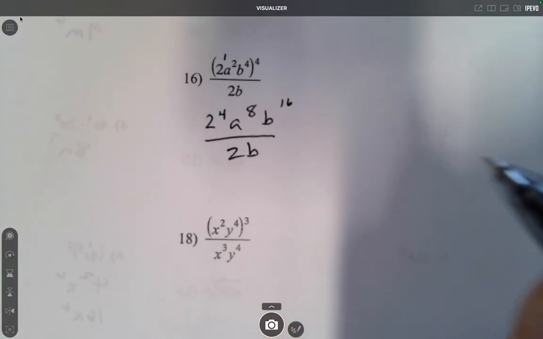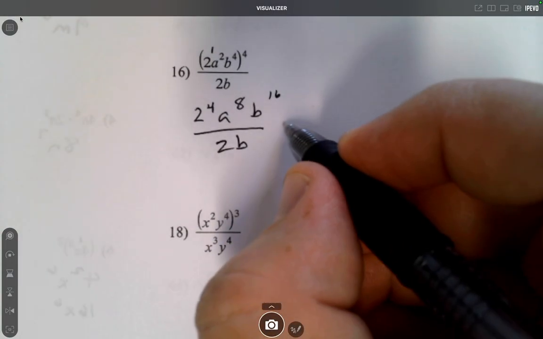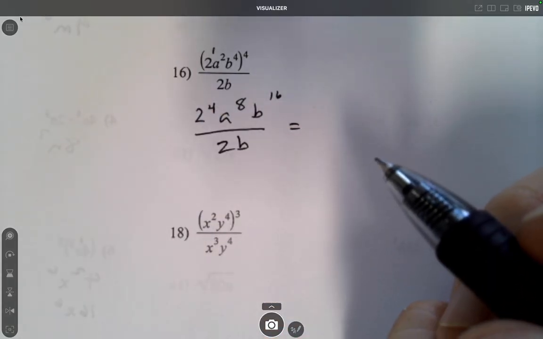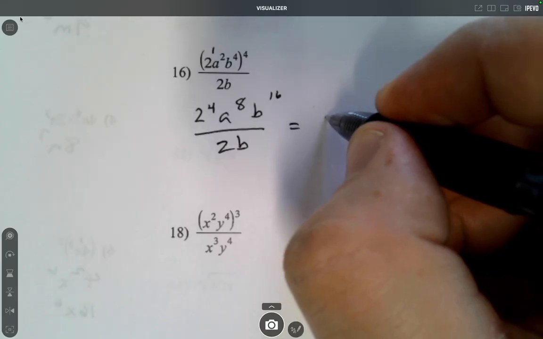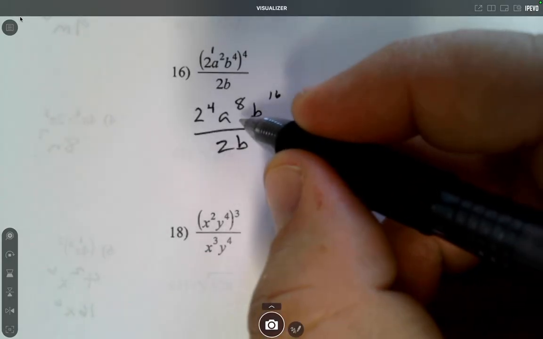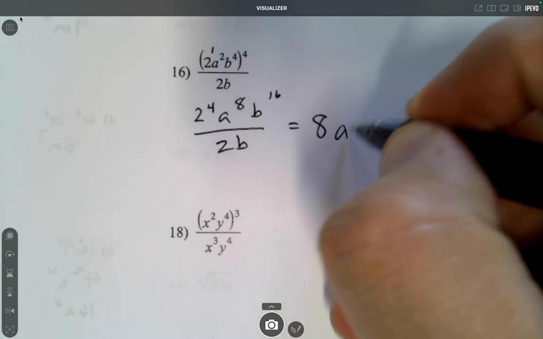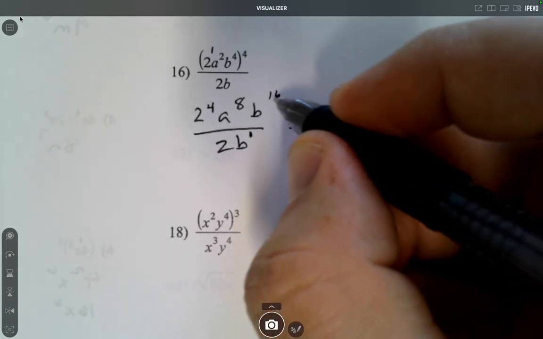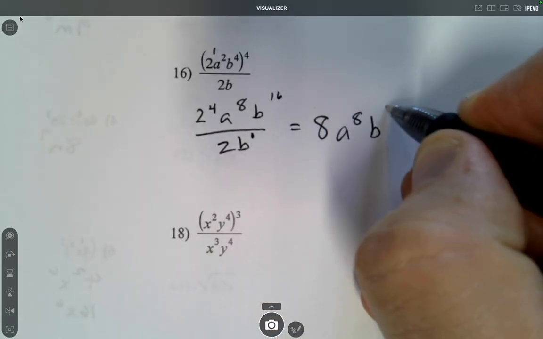Okay, now we're not done. We have to still simplify. In your calculator, 2 to the 4th will give you 16. 16 divided by 2 is 8. This is the only a, so it just stays as it is. With the b, we've got to remember this is a b to the first, so 16 minus 1 is 15.